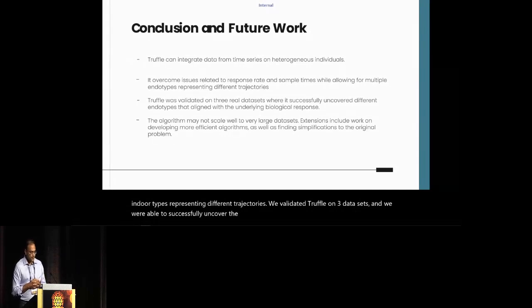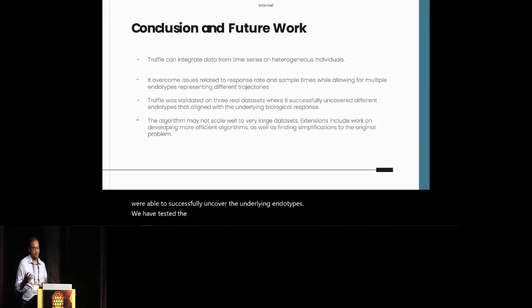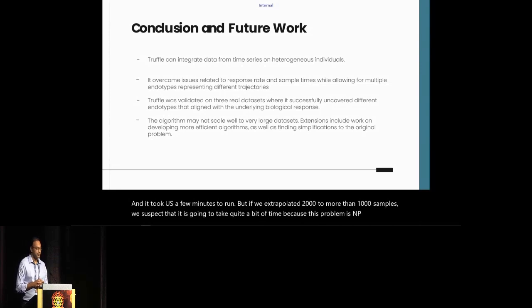underlying endotypes. We have tested the algorithm, and we have applied the algorithm on a data set which had about 600 samples, and it took us a few minutes to run. But if we extrapolate it to more than 1,000 samples, we suspect that it's going to take quite a bit of time because this problem is NP hard.